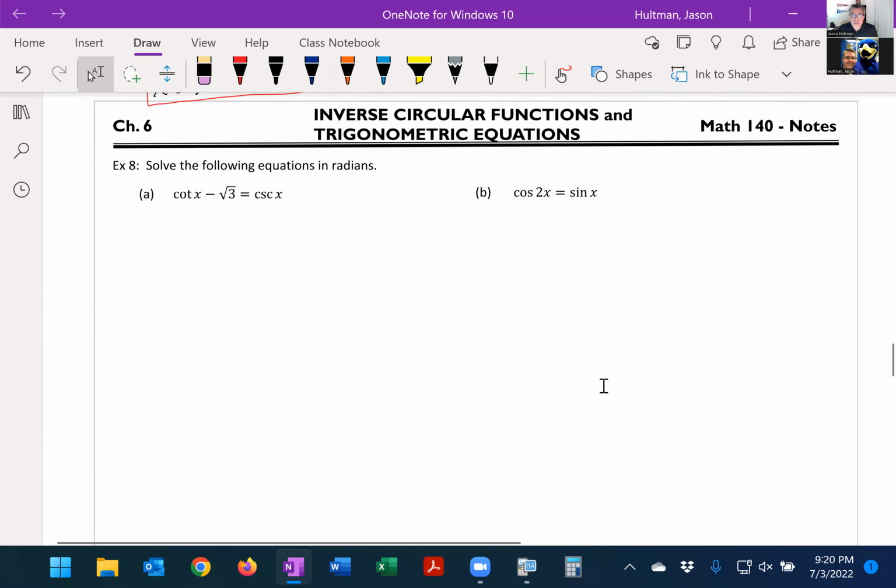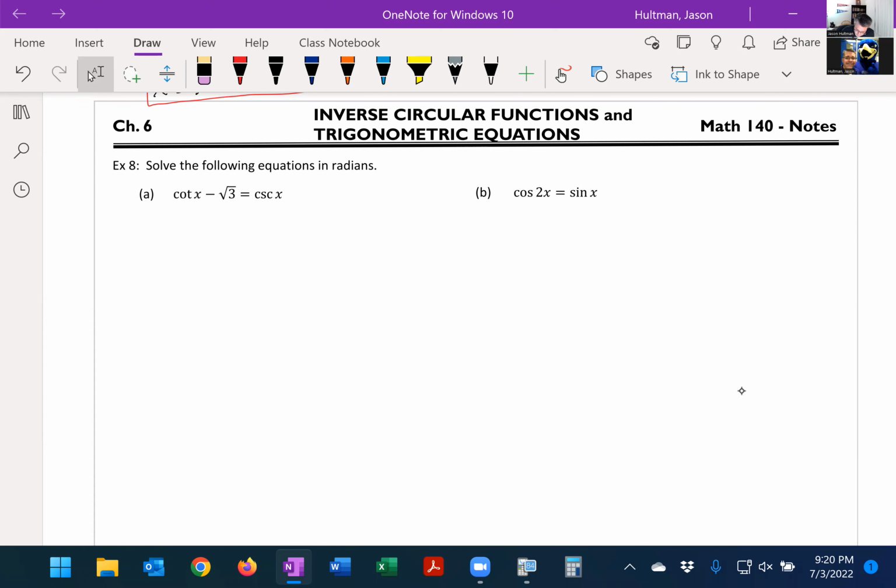Okay, let's continue with sections 6.2, 6.3. Okay, example 8. Solve the following equations in radians. Okay, so we've got cotangent x minus radical 3 equals cosecant x.